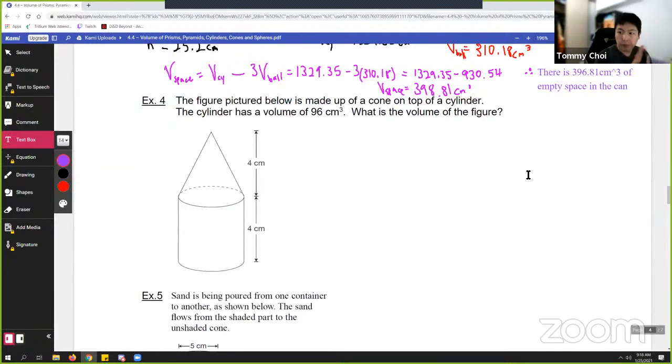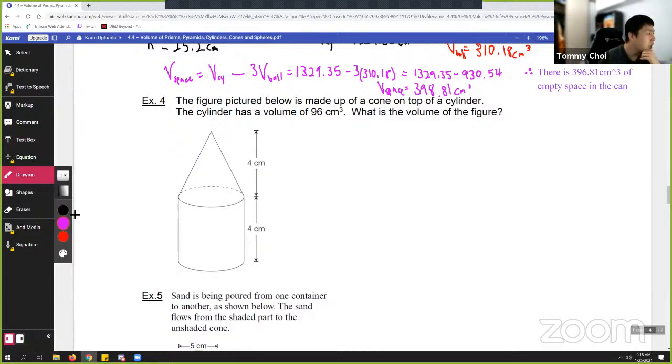Example 4. I love this one. You can solve example 4 in 2 different ways. Let's see if anyone gets it. The one thing I will tell you about this is that you solve it the same way we've done for area and perimeter of composite figures, like 2D figures, where we numbered like, oh, this is area 1, this is area 2. So you do the same thing here. I'll say, oh, the cone is volume 1 and the cylinder is volume 2.